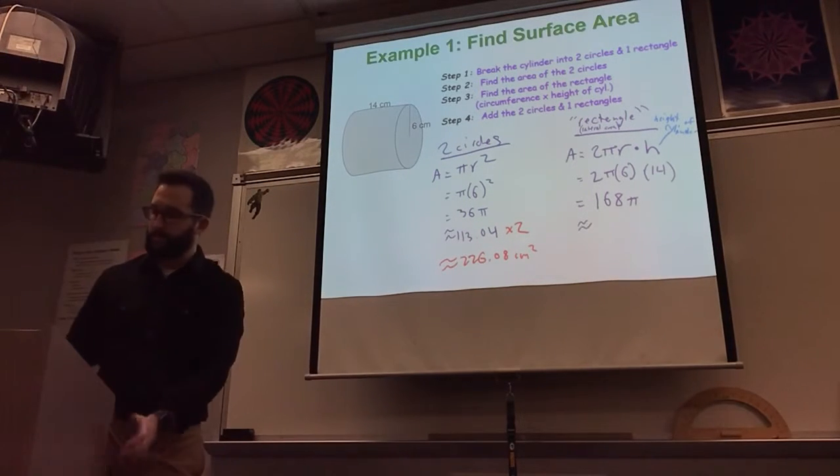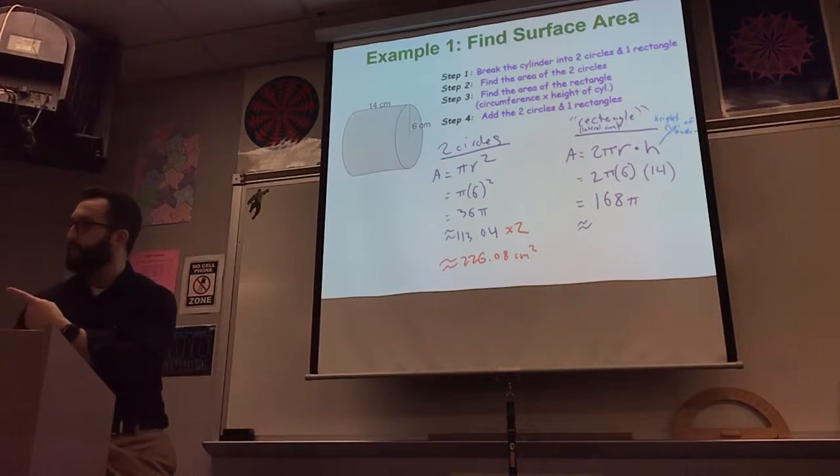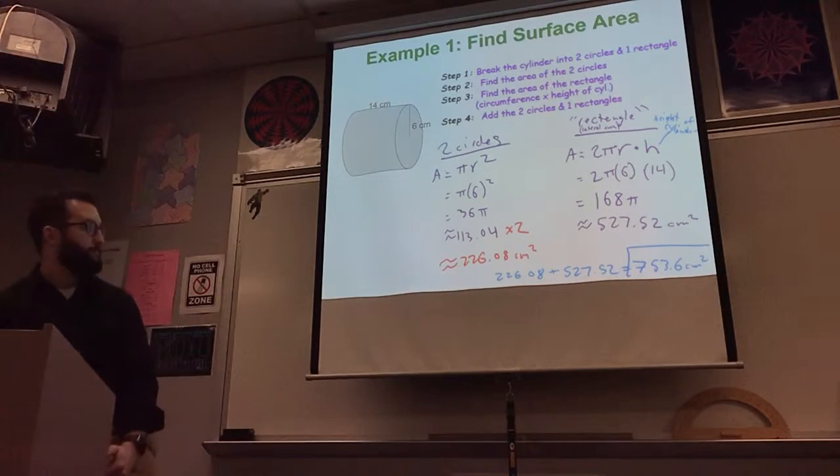Here we enter our calculator again. So we get 527.52 centimeters squared. And then the final step is to add the 2 circles and the rectangle. So we get 226.08 plus 527.52, and that equals 753.6 centimeters squared. So, there it is.